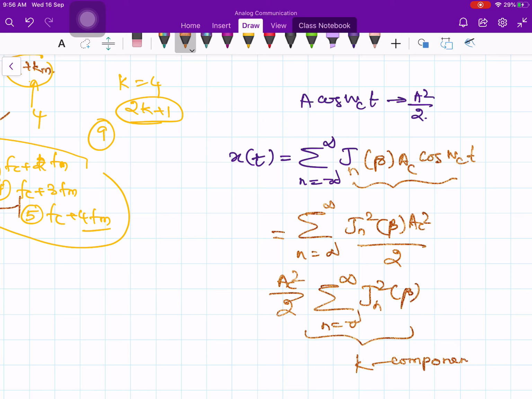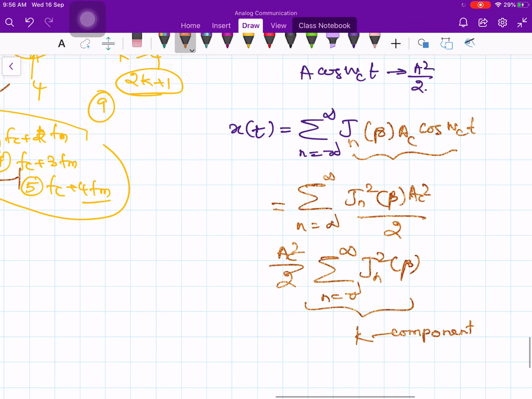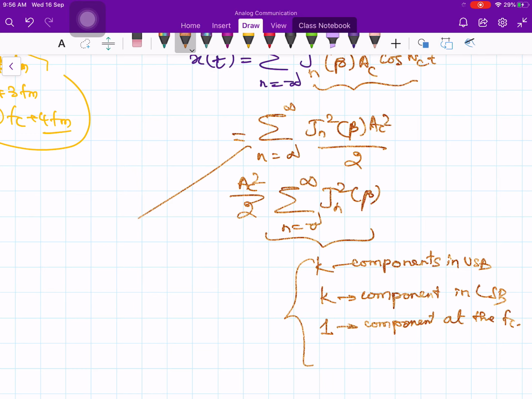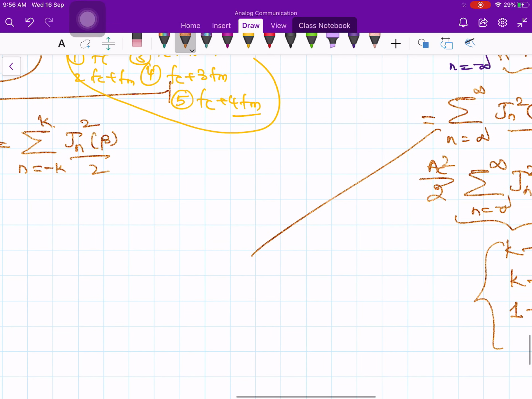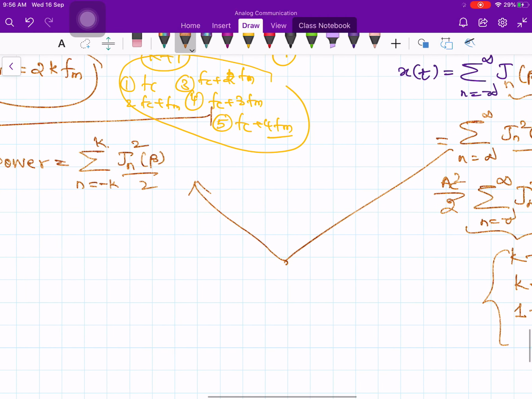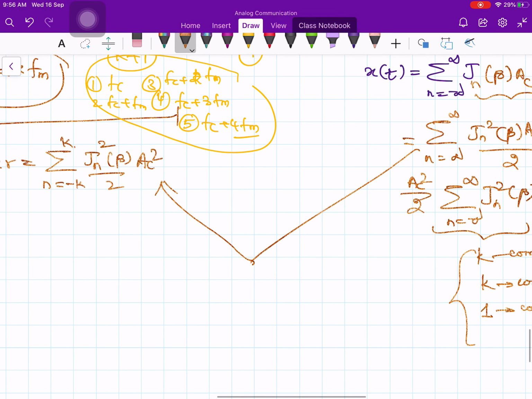in the upper sideband and k components in the lower sideband, and one spectral component at the carrier frequency fc. So totally I have 2k plus 1 components. Therefore this summation becomes like this: n is equal to minus k to plus k, then Ac squared, you can see.